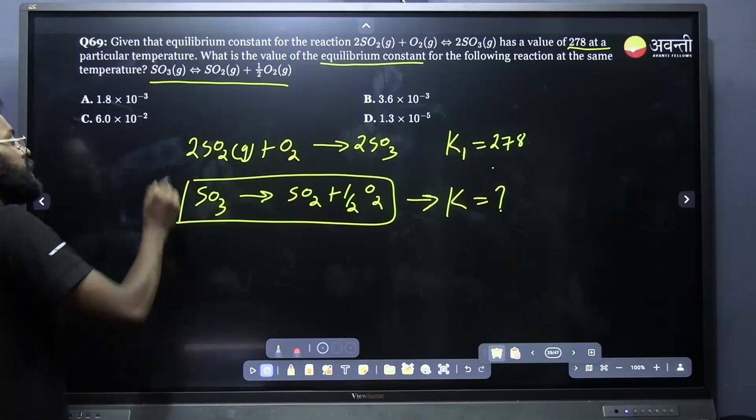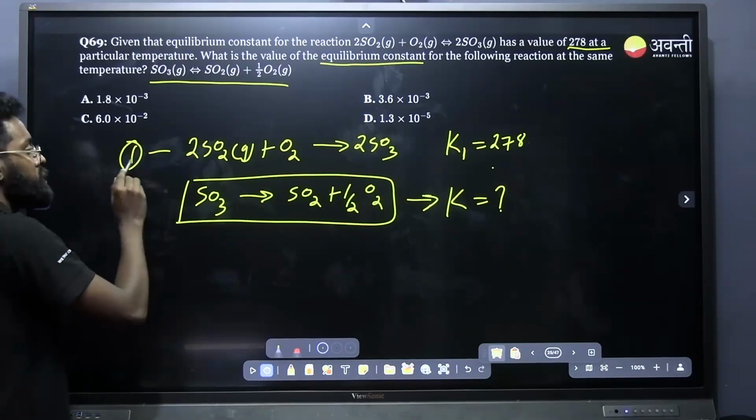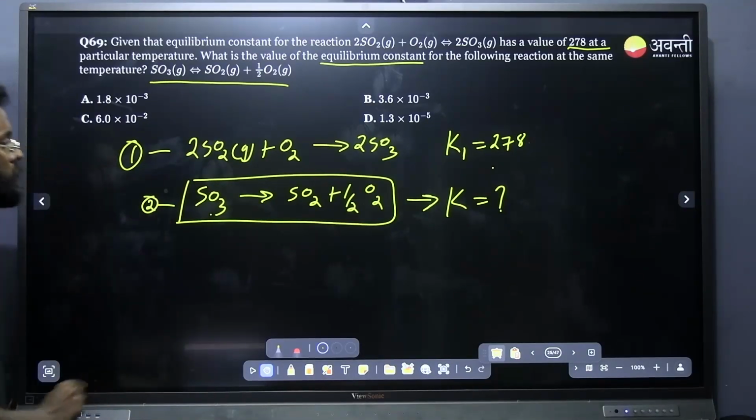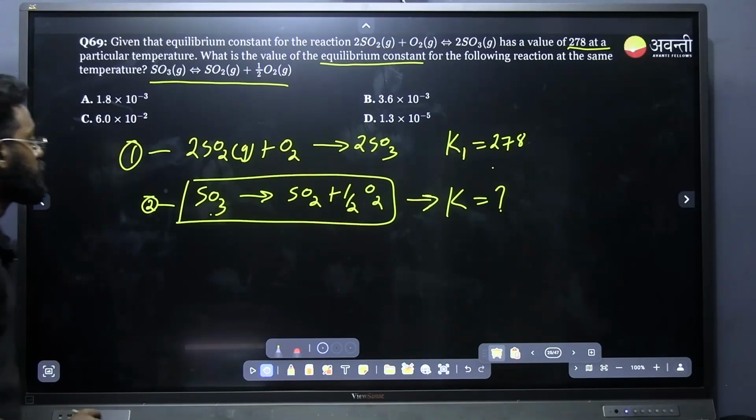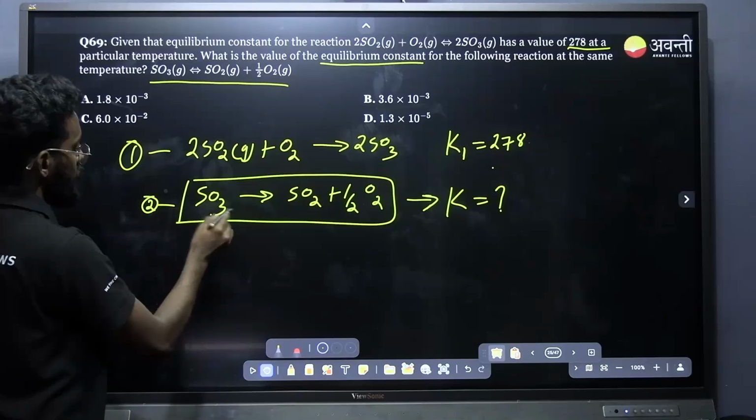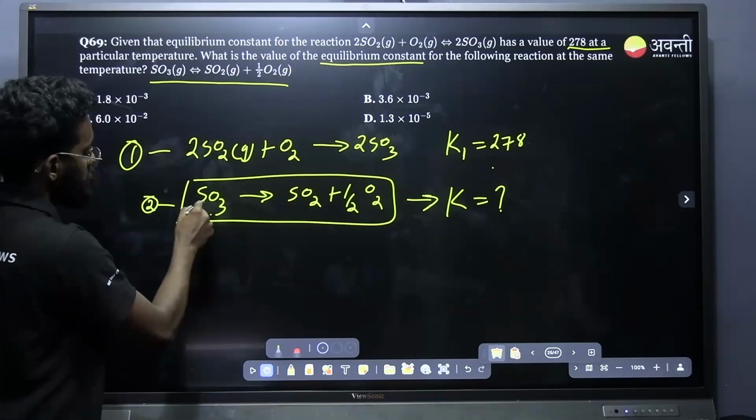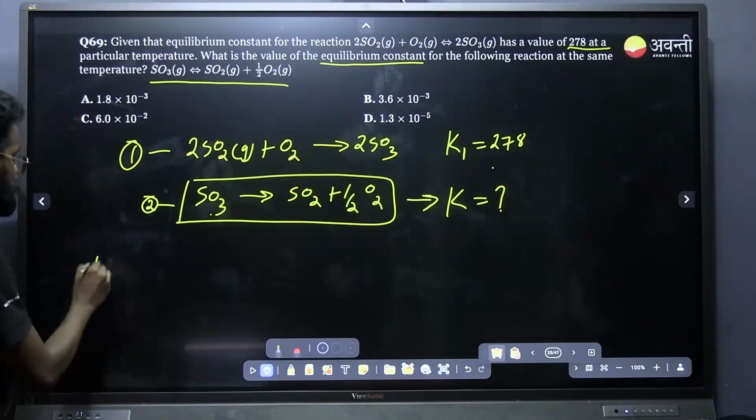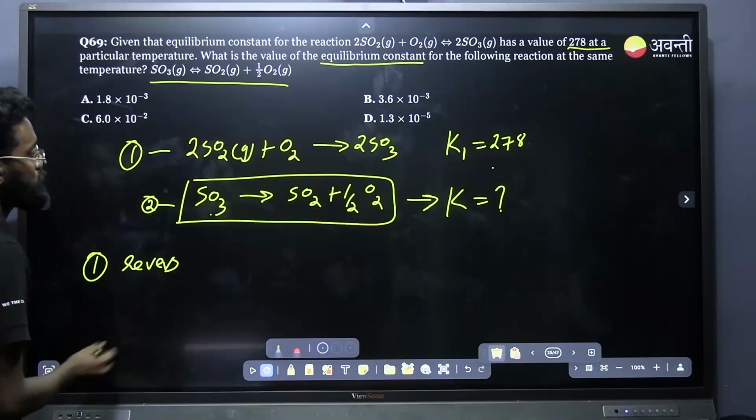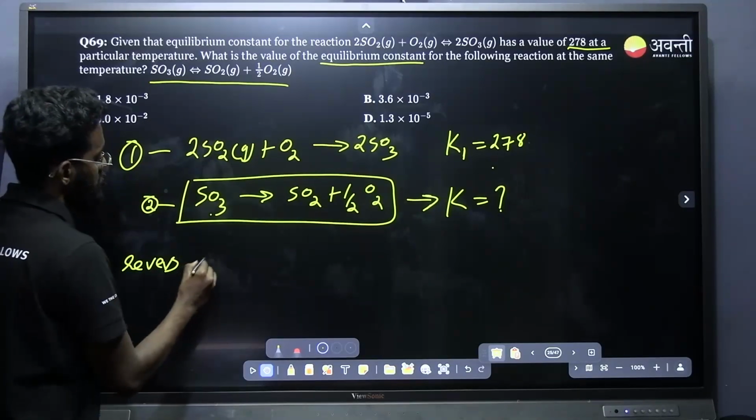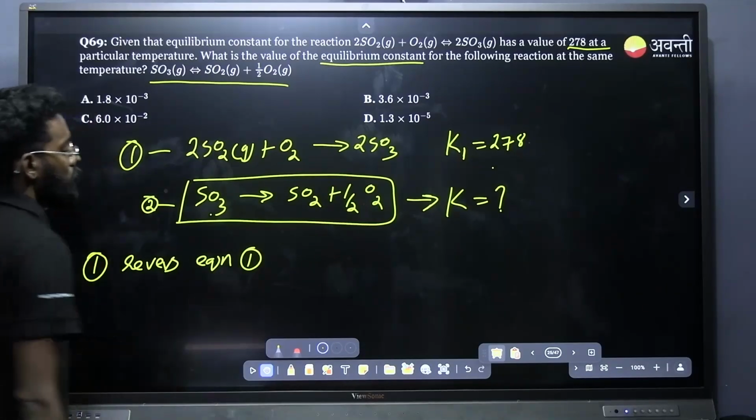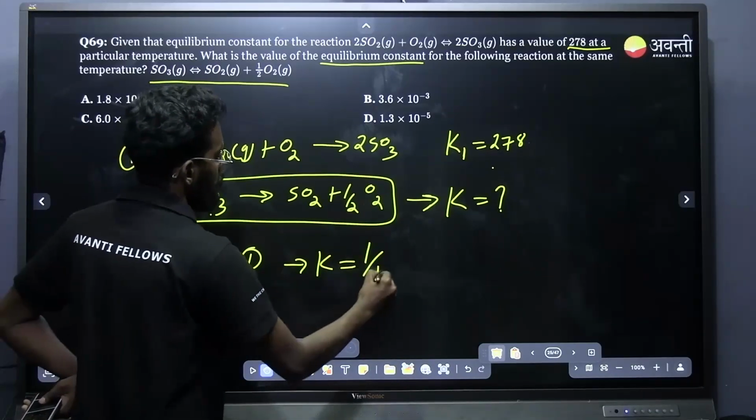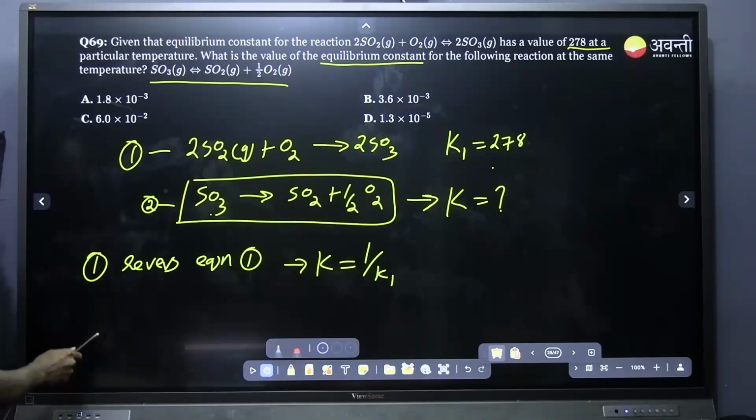What you have to do is rearrange equation 1 in such a way that you will be getting the second equation. How can we rearrange it? Now look here, in the second reaction SO3 is on the left hand side, while in the first equation SO3 is on the right hand side. So the first thing you should do is reverse equation 1. When I am reversing equation 1, the new equilibrium constant K will be 1 by K1.